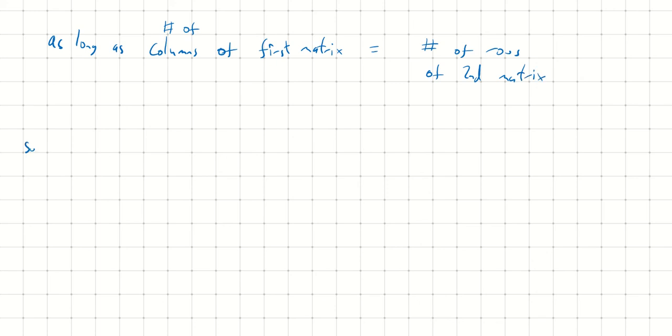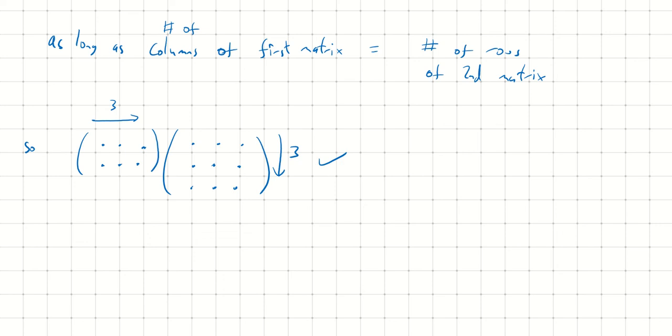So for example, we can multiply matrices that look like this. If the first one had 3 columns and 2 rows, then we could multiply that with a 3 by 3 matrix, because the number of columns of the first matrix is 3, and that's equal to the number of rows of the second matrix, which is also 3.